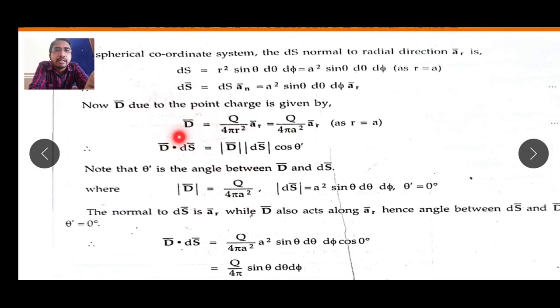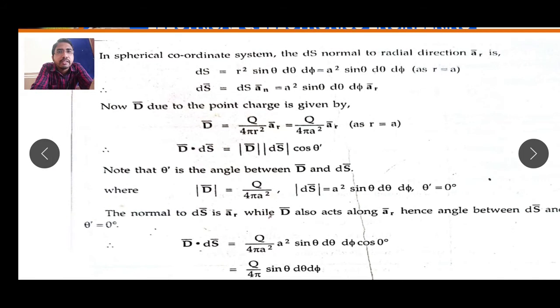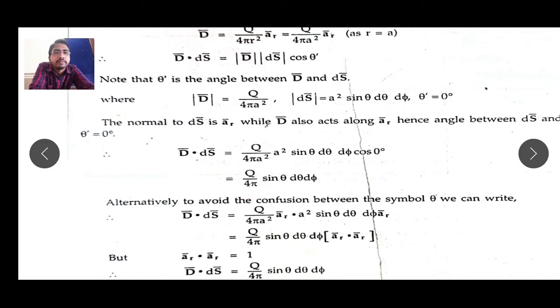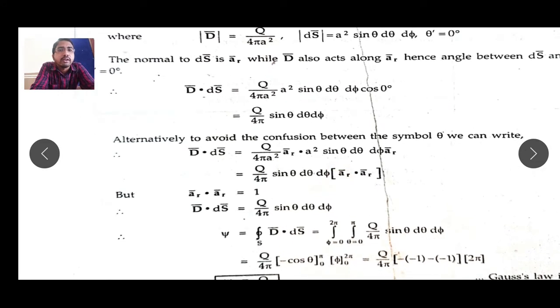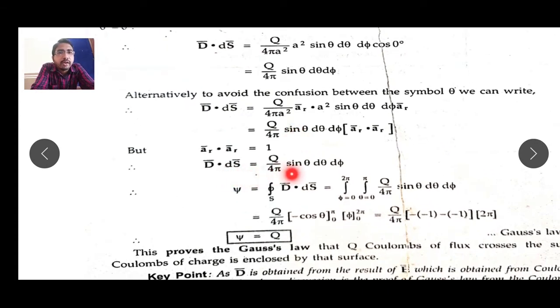Next, we know that D bar is equal to Q by 4 pi r square a_r bar. This is the basic formula for D bar. So we need to find the value of D bar dot dS bar. The D bar formula is Q by 4 pi r square a_r bar, and dS bar is r square sin theta d theta d phi into a_r bar. So substitute those two values here and find the dot product. After finding the dot product, we get the value of D bar dot dS bar as Q by 4 pi sin theta d theta d phi, where you get a_r bar dot a_r bar, which is equal to 1, because the dot product of two similar unit vectors is equal to 1. So this is the final value of D bar dot dS bar.